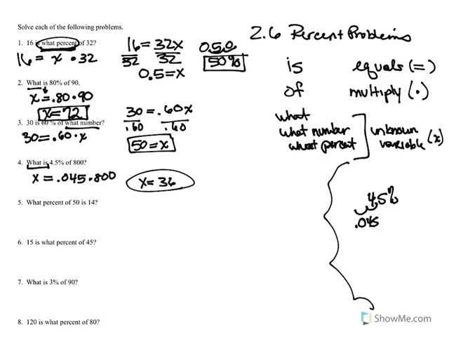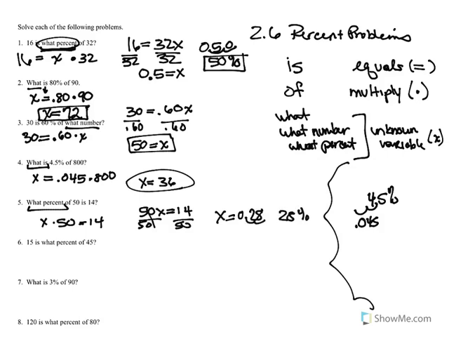All right, so what percent of 50 is 14? So what percent? x of 50 is 14. So 50x equals 14. Because what percent means x, of means multiplication, 50 is 50, is means equals 14. So I'm trying to solve for x, so we divide both sides by 50. So x equals 14 divided by 50, which is 0.28, and we want to make that a percentage, right? So 28%.